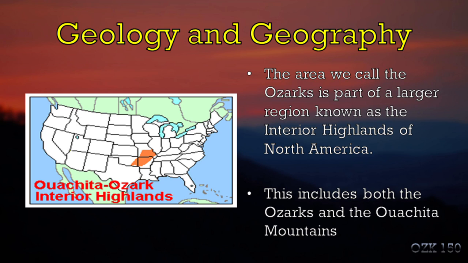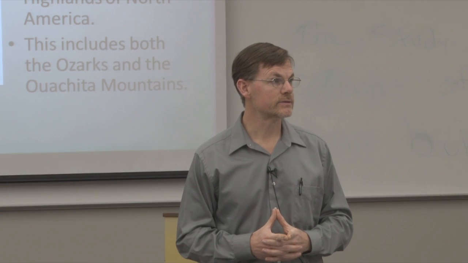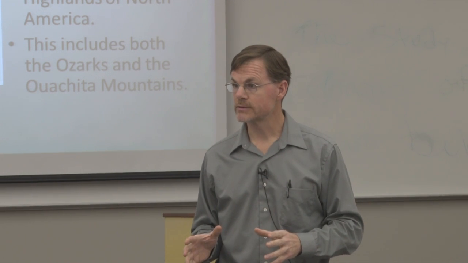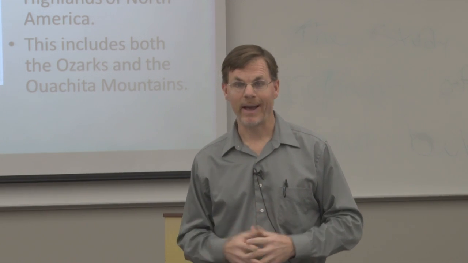map, and that's because the interior highlands also include the Ouachita Mountains. And the Ouachita Mountains are down in western Arkansas, actually that direction, western Arkansas and eastern Oklahoma. And the Ouachita Mountains are technically, geologically mountains, whereas the vast majority of this area that we call the Ozarks is not technically a mountainous region.